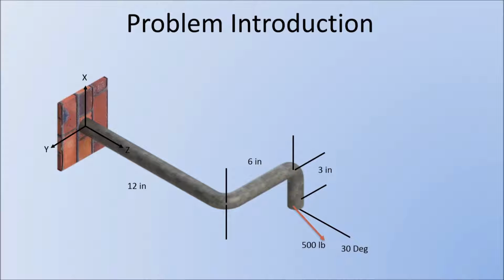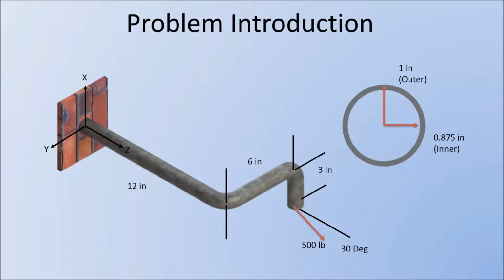At the end of the pipe, at 30 degrees from the Z-axis, we have a 500-pound force pulling at the end of the pipe. The cross-section is shown as such. It has a 1-inch outer radius and a 0.875-inch inner radius.